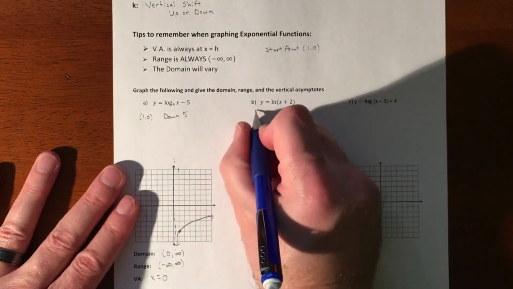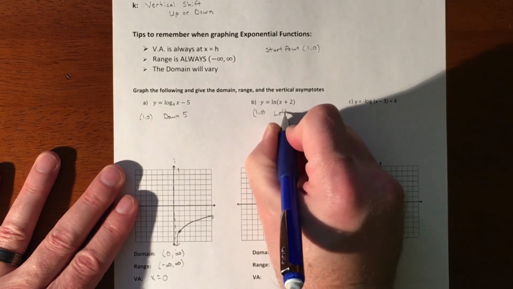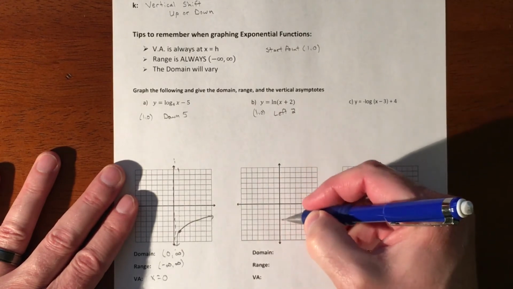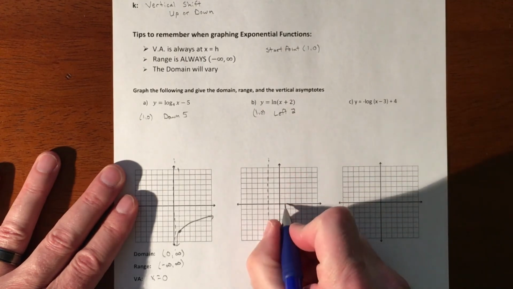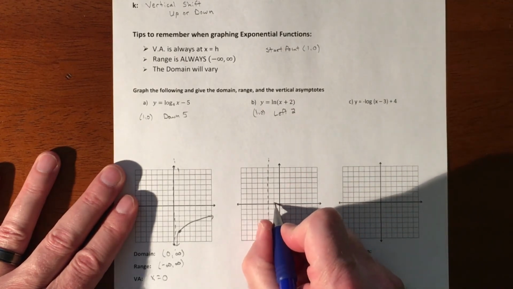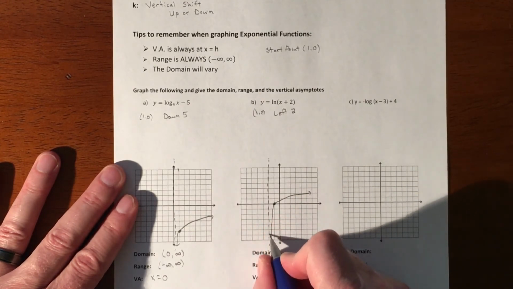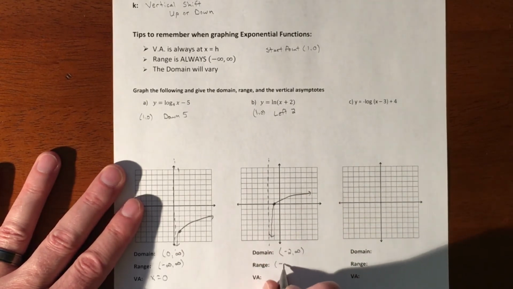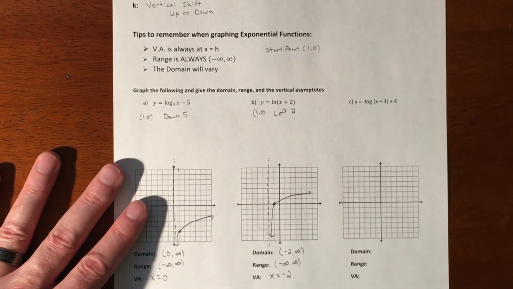All right, if we do this one, we're starting at a 1, 0. However, it's going to shift left 2. So our asymptote would have been here, but it is shifting left 2. Our starting point would have been here, but it's shifting left 2. And just doing a quick sketch of that. So our domain is now from -2 to infinity. Our range is still -infinity, infinity. Our vertical asymptote is going to match our domain at x equaling -2.